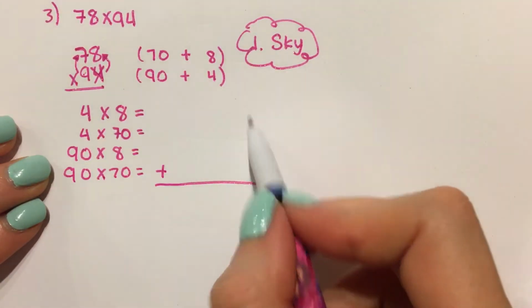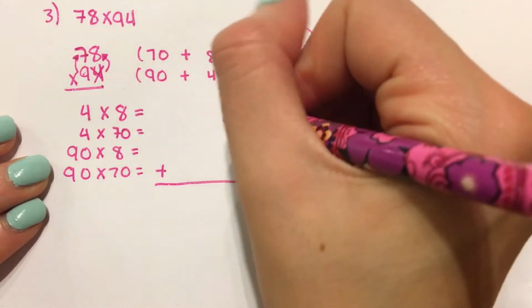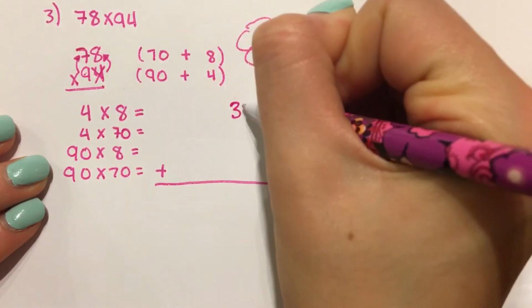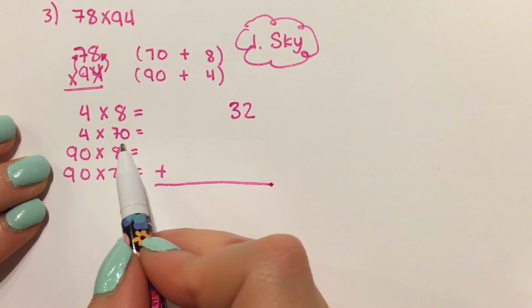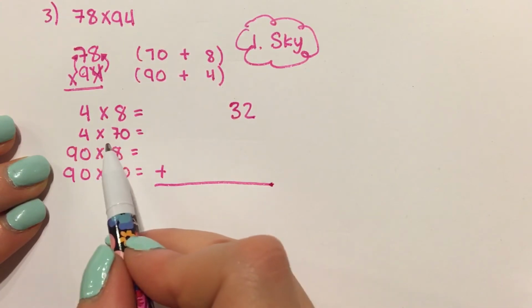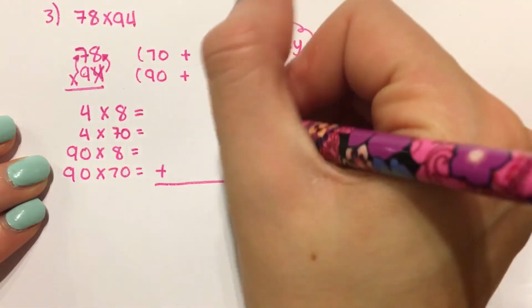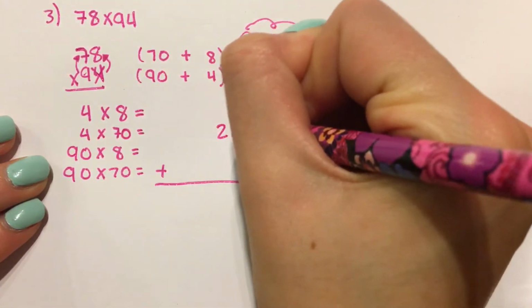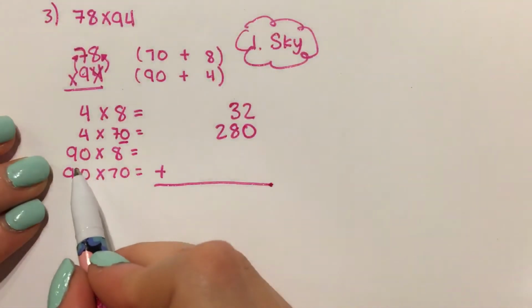I'm going to set this up, making sure I line up my ones. 8 times 4. 8 plus 8 is 16. 16 plus 16 gives me 32. 4 times 70. I might not know what that is, but I do know what 4 times 7 is. 7 plus 7 is 14. 14 plus 14 gives me 28. Put your 28. Don't forget about that 0, so put your 0.